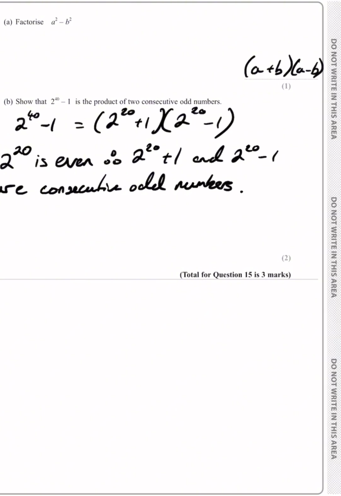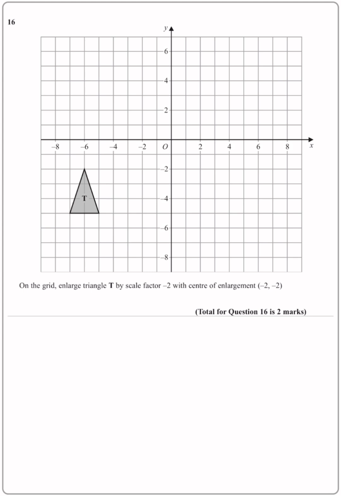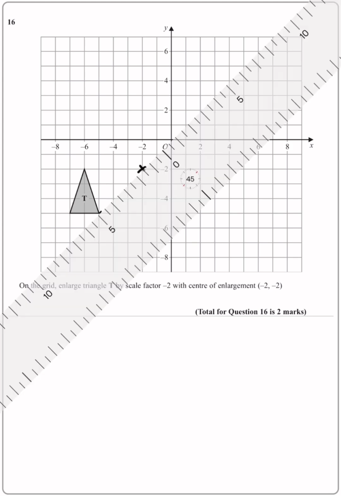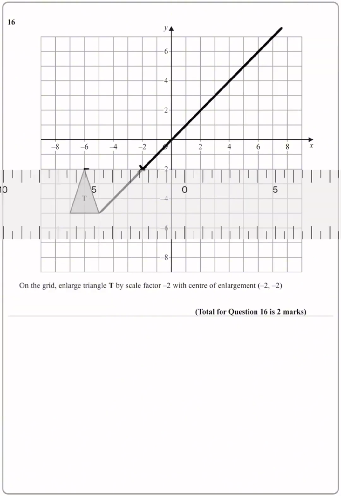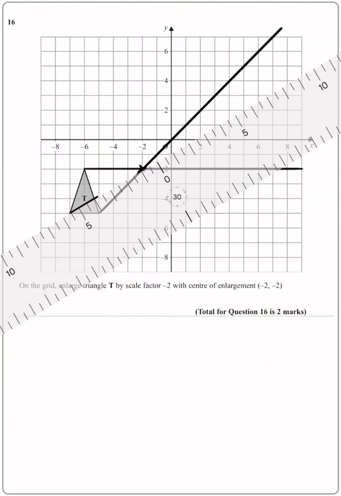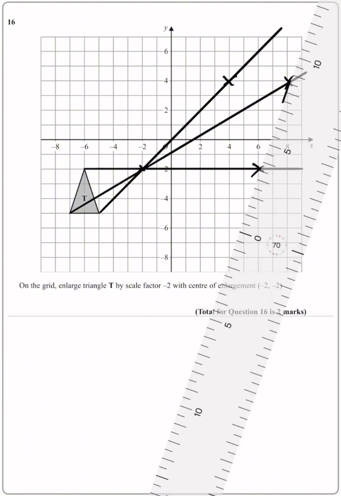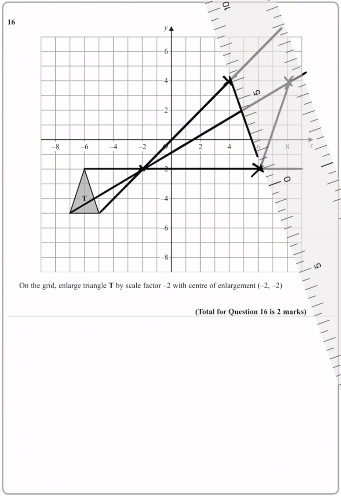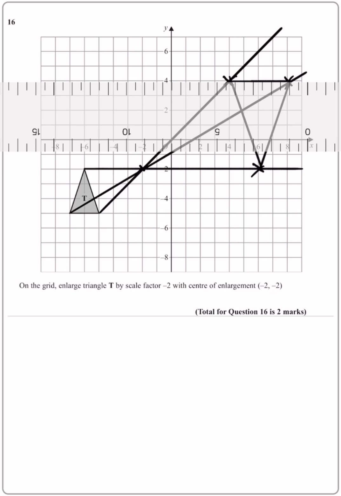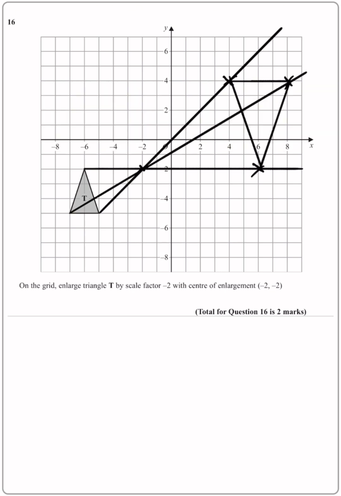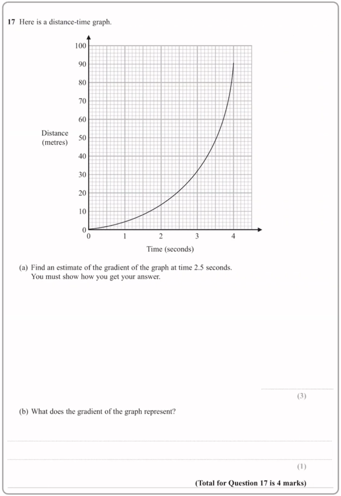Question 16. So our centre of enlargement's at -2, -2. I'm going to draw straight lines from the vertices going through that point, and then work out that the new points are going to end up twice the distance from the centre of enlargement along the other one, and we get an inverted shape which we can join dot to dot like that, and there we go. We've carried out the enlargement, scale factor -2.